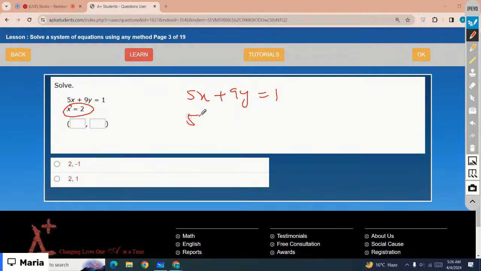If you use the augmented matrix method, that would also be easy, but go for the substitution method, the easiest one. 10 plus 9y equals 1. 9y equals 1 minus 10. 9y equals negative 9. y equals negative 1, right? So the solution is 2 and negative 1, option number 1 is the correct option, right?